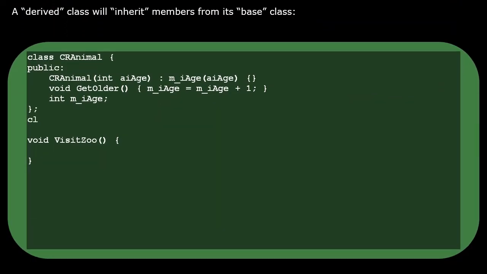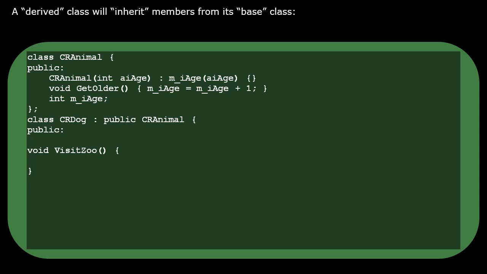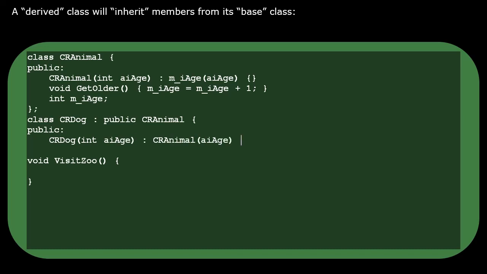A class can derive from another class. In this example, the dog class is called the derived class, and the animal class is called the base class. Even though the dog class didn't itself define the age data member, every dog object will inherit that.